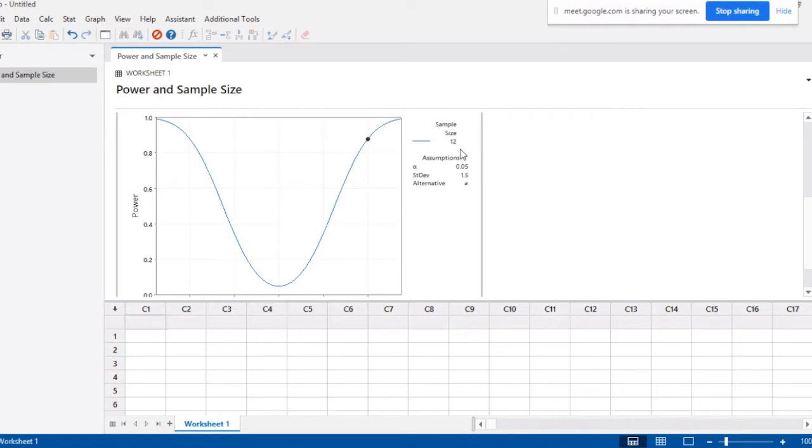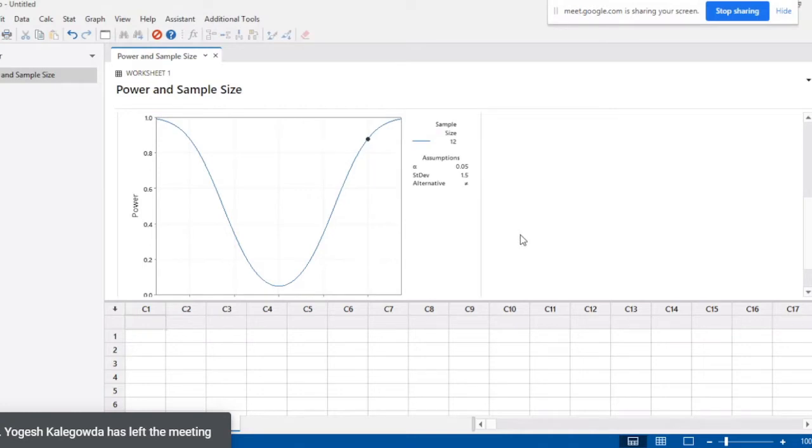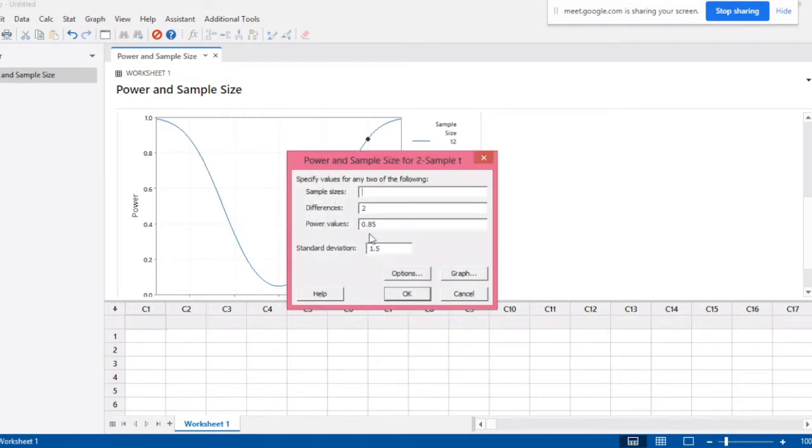Sir, excuse me. Sir, the differences you said about the difference, no? Difference in the mean is 2, and power is 0.85. Power is 0.85 means it is 85%, which is 1 minus beta. So beta is 15%. Then 1 minus beta is the power of the test.